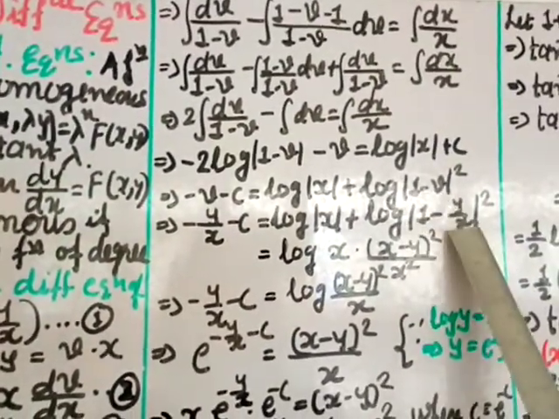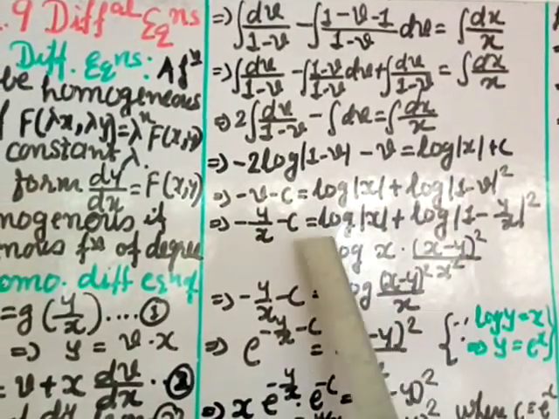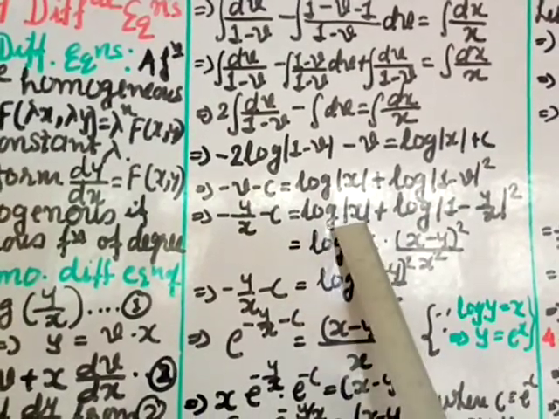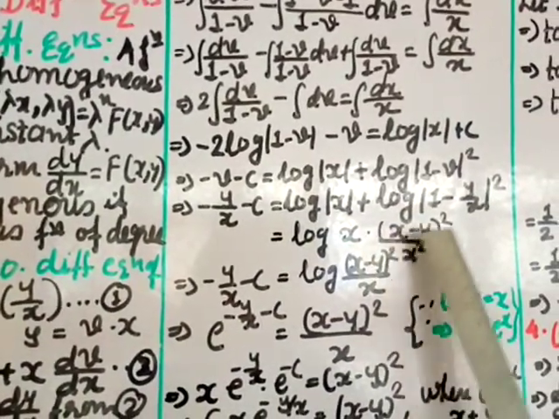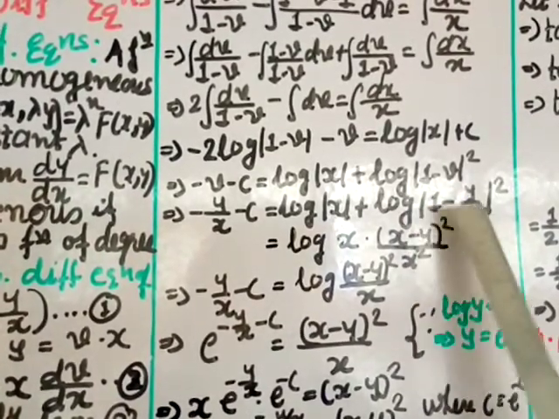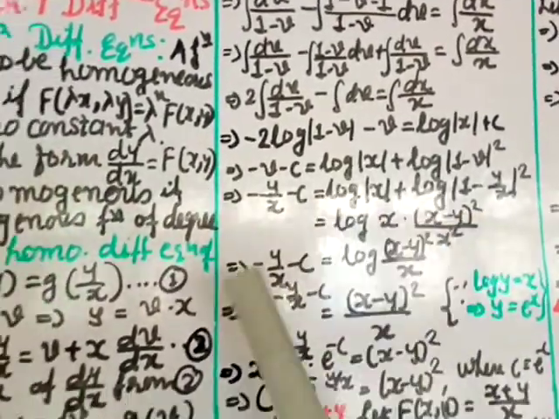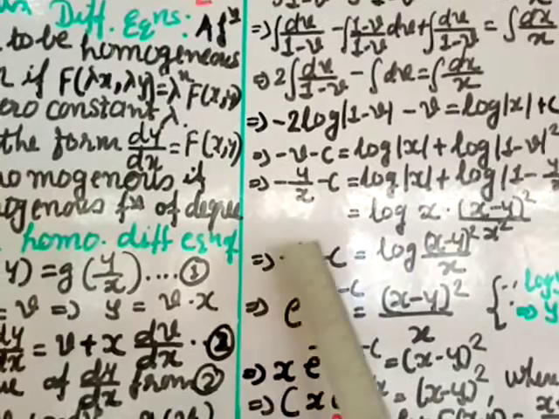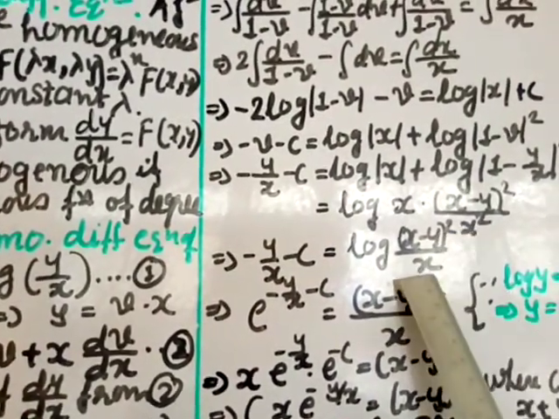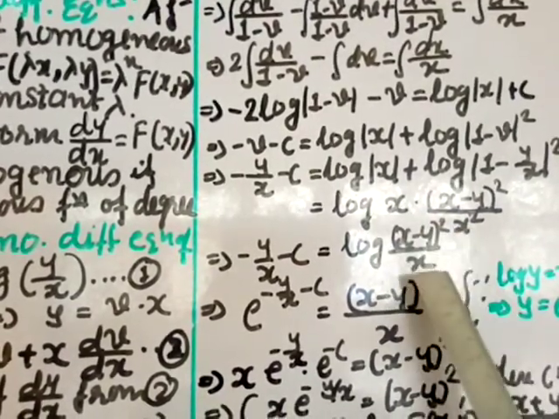Okay, see, just putting the value of v, wherever x is not changing, and c also the same. And here I am using the log property, log m plus log n gives you log m into n, so log x into this one, x minus y by x square. Taking LCM, x minus y whole square divided by x square, so here it is. So what you get here now remains minus y by x minus c equal to log x minus y square divided by x square, so one x you can cut, so you get here x.